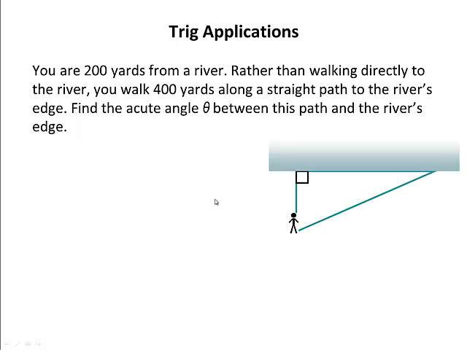Okay, so here is the triangle that we want to work with. You're 200 yards from the river's edge, and you're going to walk a path that's 400 yards. What we're trying to find is the acute angle between this path and the river's edge. So that angle would be in here. Here's your path, here's the river's edge. Now you have to decide which trig function represents this picture. We have this angle here, and this would be the opposite leg, and that looks like the hypotenuse, opposite over hypotenuse.